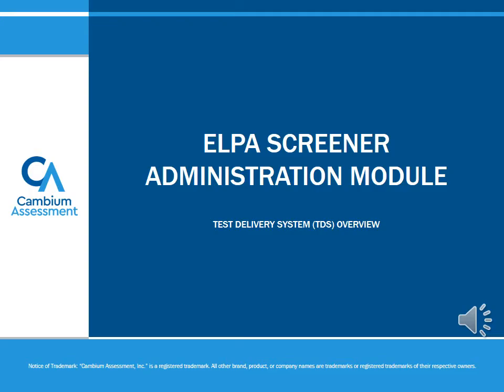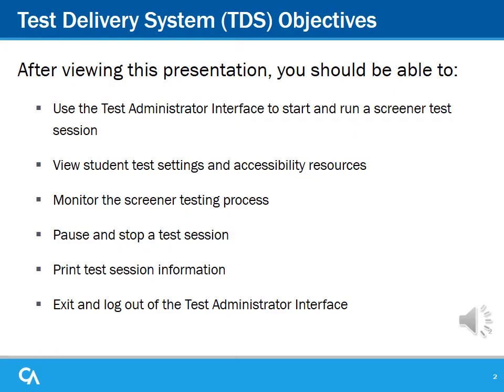In this training module, we'll discuss the Test Delivery System, or TDS, which includes the student interface used by students to navigate through the test, and the test administrator interface used by TAs to manage test sessions and monitor student testing progress. After viewing this presentation, you should be able to use the test administrator interface to start and run a test session, view student test settings and accessibility resources, monitor the testing process, pause and stop a test session, print test session information, and exit and log out of the test administrator interface.